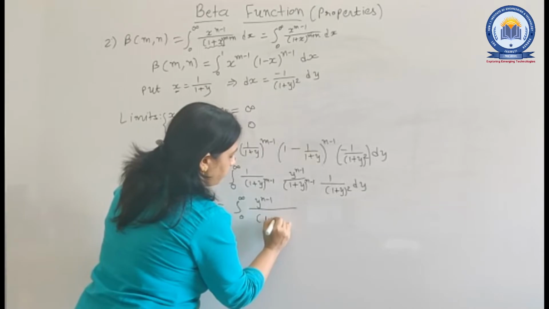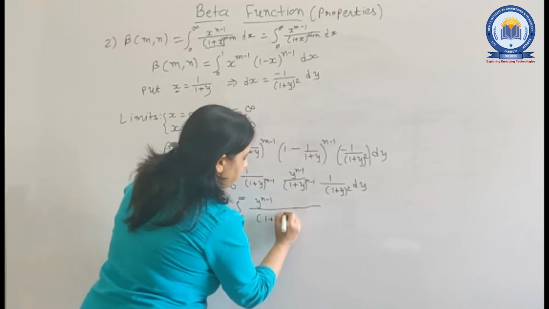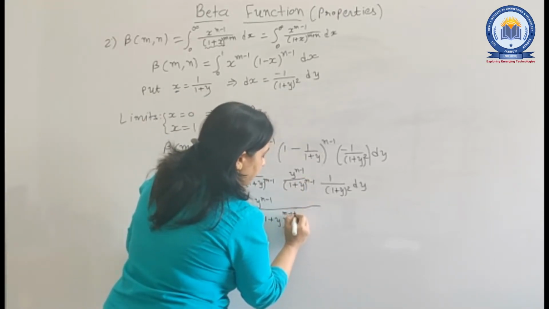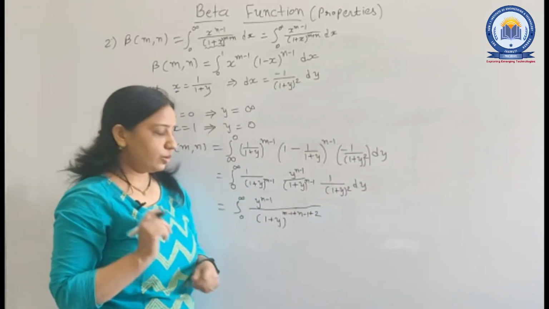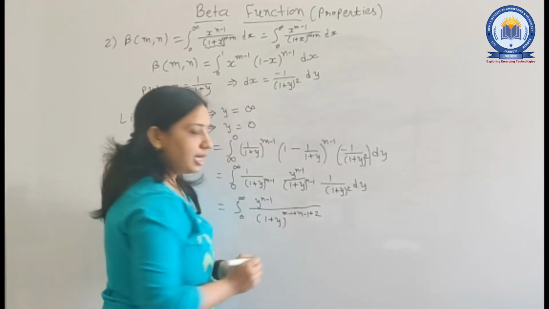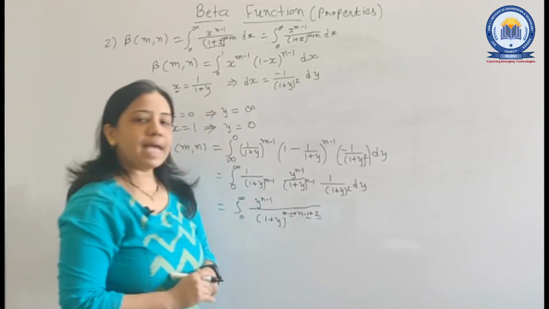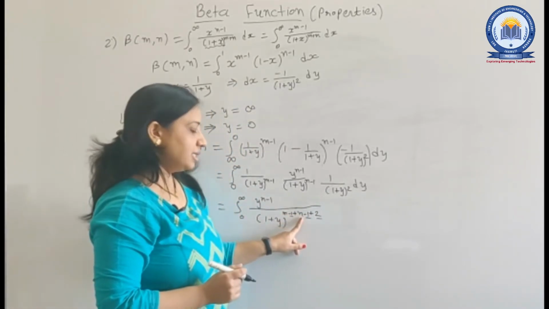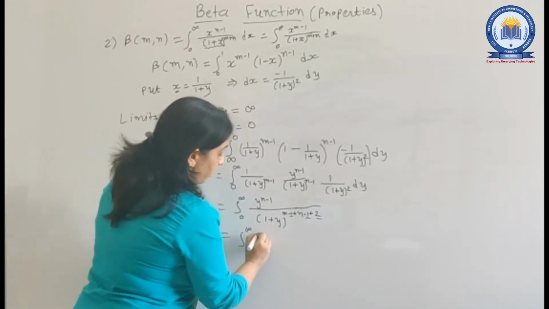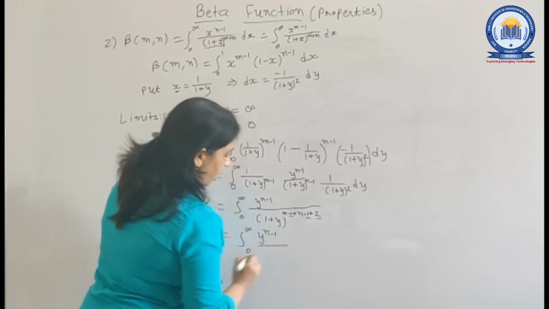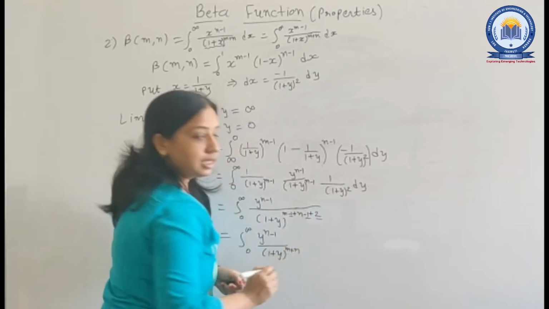Here 1 plus y. Now addition of all the powers, right? So you will get m minus 1 plus n, again minus 1, and plus 2. So you can see that minus 1 minus 1, that is minus 2, and plus 2. So that is supposed to cancel out. So you will get m plus n. So again we can rewrite the integral from 0 to infinity of y raised to n minus 1 upon 1 plus y raised to m plus n.